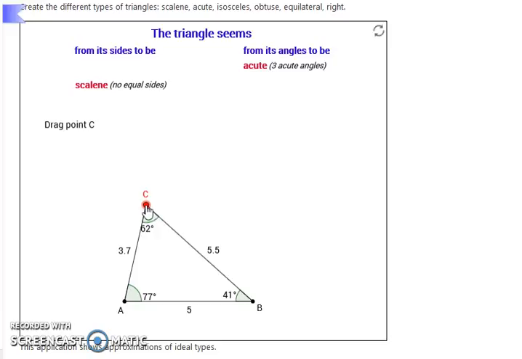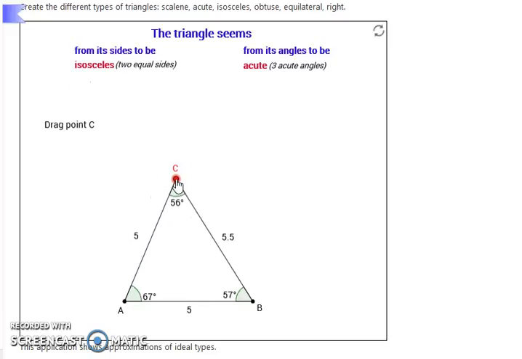Now, I'll show you the next triangle that can be formed from its sides. What do you notice about the three sides now? Well, two of its sides are the same length, while another is different. Two of them are 5, while another is 5.5. That's because an isosceles triangle is a triangle where two of its sides are the same, while another one is completely different.